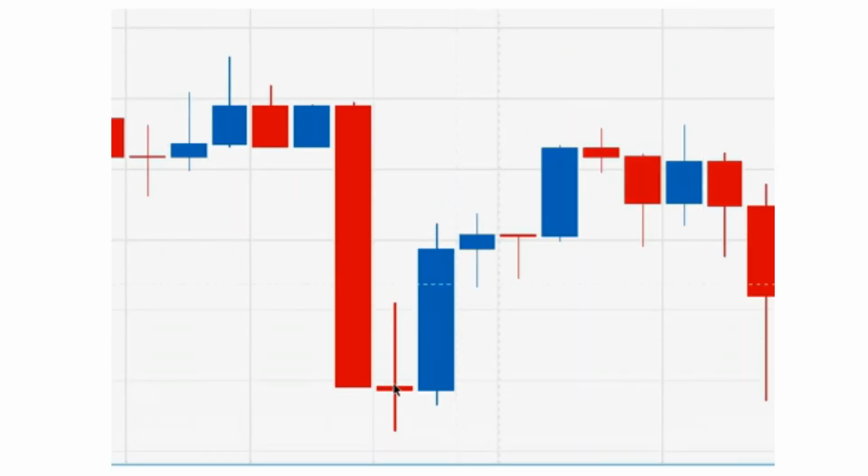This is a Doji located at the bottom of a downtrend. When you see a Doji at the bottom of a downtrend, you need to see a good bullish candle following the Doji to confirm the Doji.